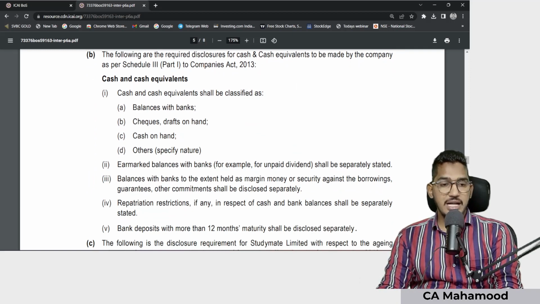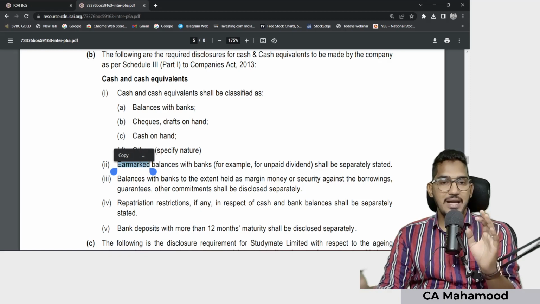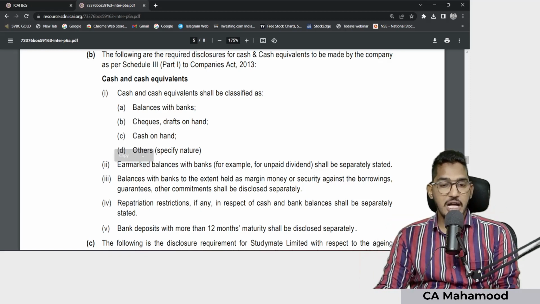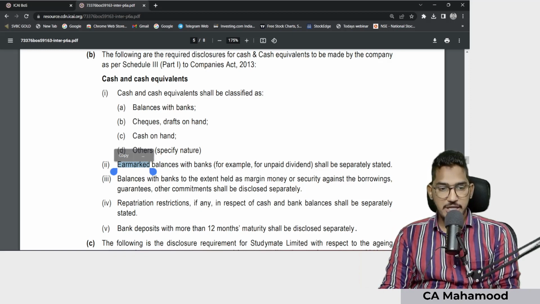So these are the disclosure requirements of cash and cash equivalents. You have to classify the cash and cash equivalents into different categories. What is the balance with banks? What are the cheques? How much amount is in the form of cheques? What is the cash in hand and others? Similarly, if the balances are kept for specific purposes like unpaid dividend, etc., that earmarked balance is also required to be stated separately.